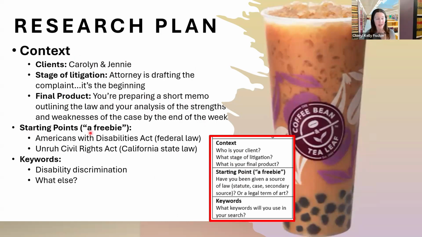We were given freebies in this case. We were given two laws. We were given the Americans with Disabilities Act and the Unruh Civil Rights Act. Freebies, we didn't even have to figure out which statutes were at play here. And then keywords. Very basic one is disability discrimination. What else? Did you think of any other keywords? If not, maybe you can add them to your research plan later as you make your way through this project.